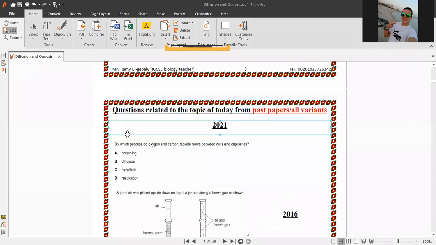This is chapter 3, the first topic, diffusion. This is biology. Collisions between particles.